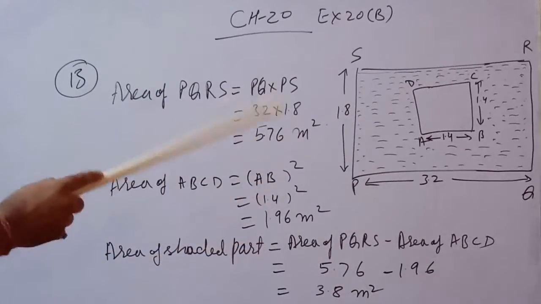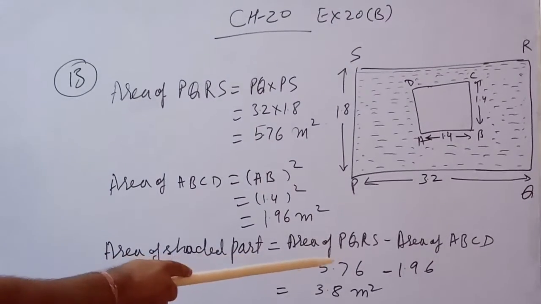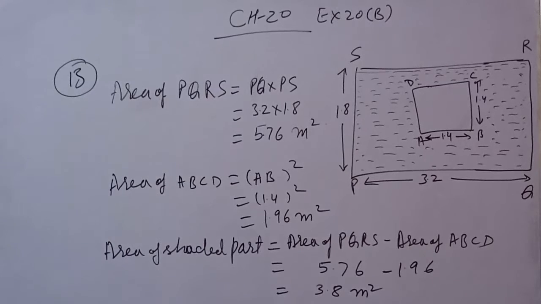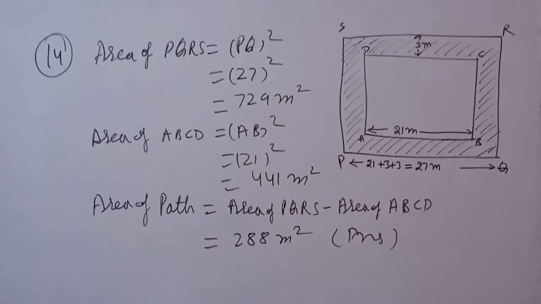That will give the area of the shaded part. So now subtracting 5.76 minus 1.96, we get 3.8 meter square. That is your answer.